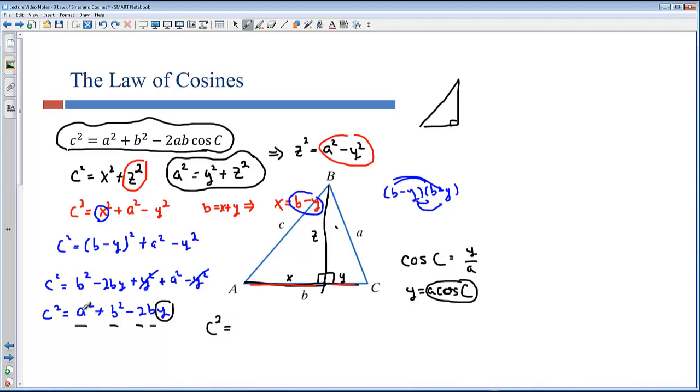So c squared is going to equal a squared plus b squared, and then minus 2 times b times y, and y, of course, was a cosine of c. It's a cosine of c there. And you can just rewrite this if you like. So c squared is equal to a squared plus b squared minus 2ab, and of course cosine c, and that's the law of cosines.